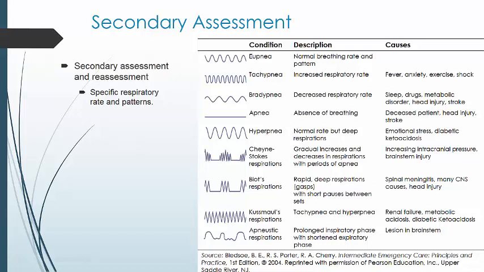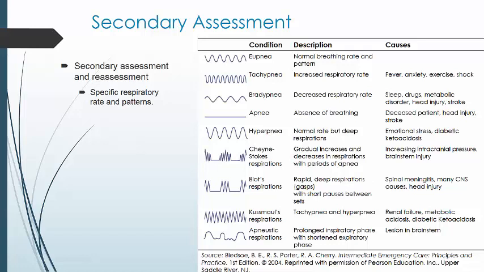Your gradual increases and decreases with periods of apnea is going to be Cheyne-Stokes. This is more associated with brainstem injuries or intracranial pressure, and it's almost like a respiratory version of torsades, the way it builds up in crescendos and decrescendos. Biot's is going to be rapid and deep respirations. These are more gasping with pauses between the sets, and this is usually some kind of neurological cause. Kussmaul's is going to be fast and deep, and this is usually associated with some kind of acidosis, most commonly diabetic ketoacidosis, but it can occur with other acidosis as well.